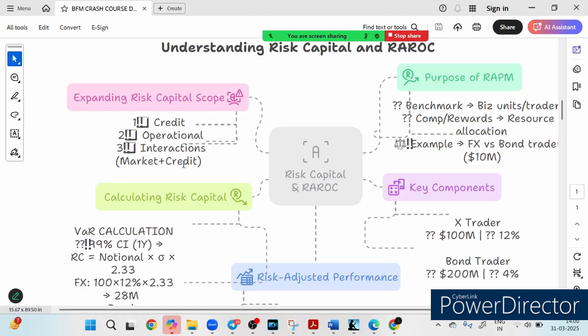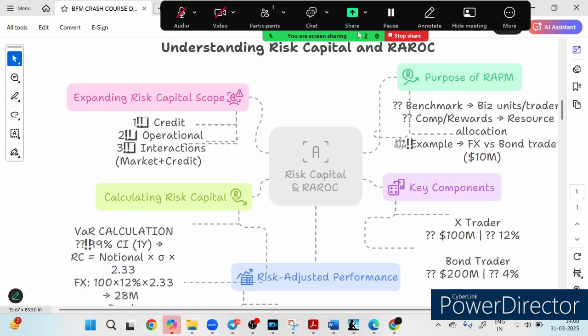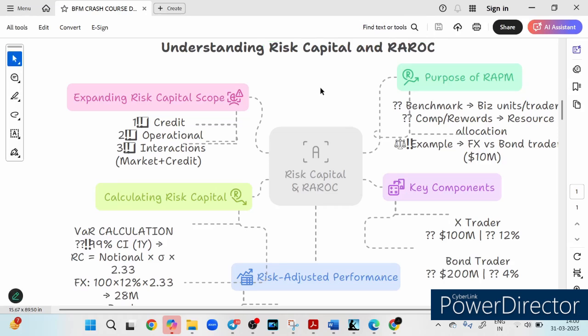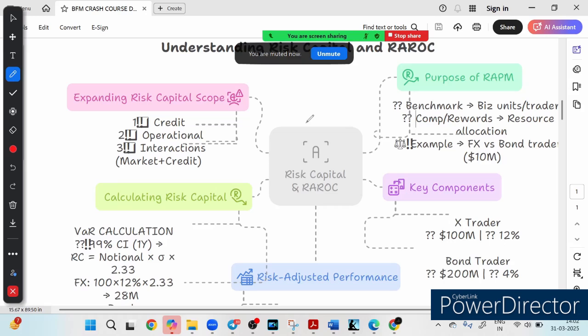So friends, managing risk in banking is an art, but how do banks measure risk and ensure that every investment brings the best possible return? The answer lies in risk capital and RAROC. Yes, the answer lies there. What is the question? The question is, how do banks measure risk and ensure that every investment brings the best possible result? The answer lies in risk capital and RAROC.